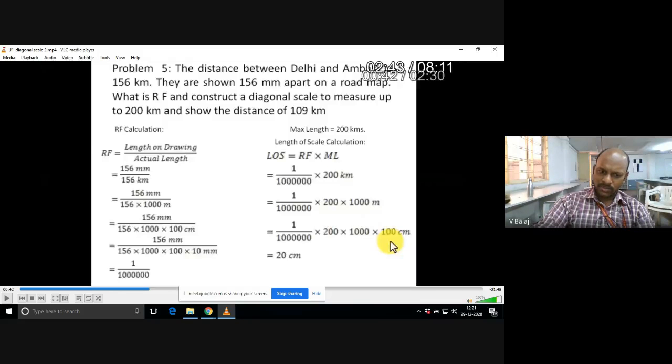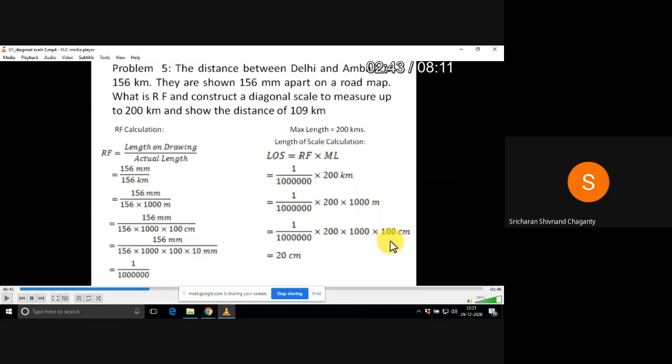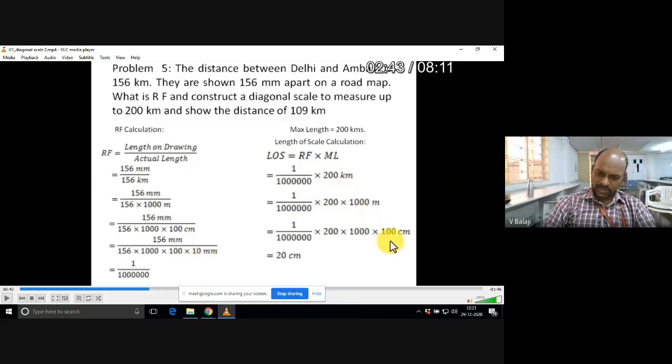Now one important question. The maximum length is 200 kilometer. How many parts do I need to divide it into? Anyone? Maximum length is 200 kilometer, how many parts do I have to divide? 20, sir. 20. So if we divide into 20, each part will be 10 kilometers, right? Yes, sir. Okay. We will see whether it is possible or not.